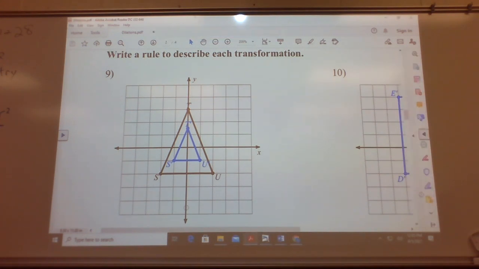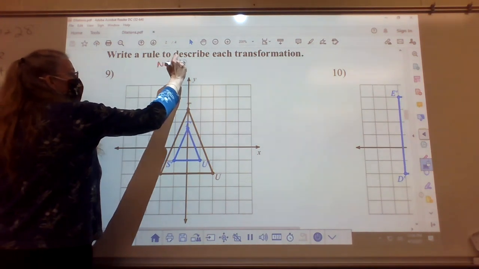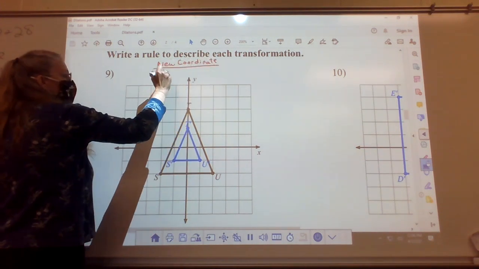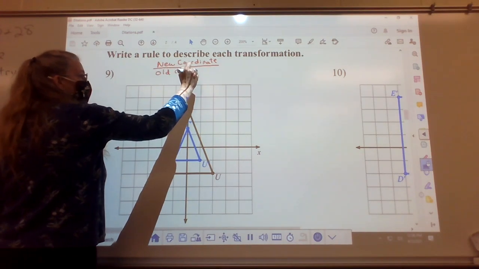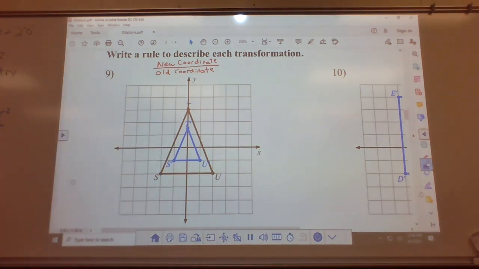Now we're going to move to number 9. Now, the state test likes you doing this, where they give you the graph and it says, what did it do? So on this one, I've got to figure out what's the dilation factor. Now, when you're figuring out the dilation factor, put new coordinate over old coordinate. New coordinate on top, old coordinate on bottom. If you do that, it's just going to give you the fraction, which is the answer. But you've got to remember to put the new one on top.